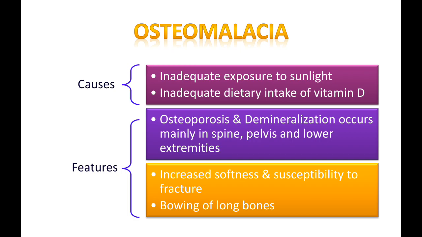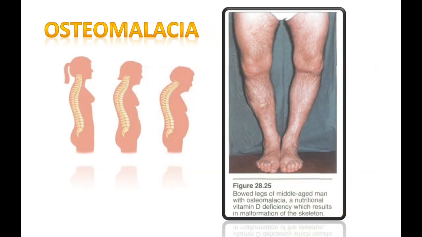These features are mainly seen in adults more than 60 years. So they are more prone to fractures. Here you can see bowed legs in a middle-aged man with osteomalacia, that is nutritional vitamin D deficiency, which is malformation of the skeleton. Here you can see the spine is deformed due to vitamin D deficiency.